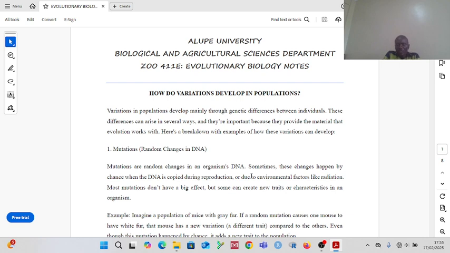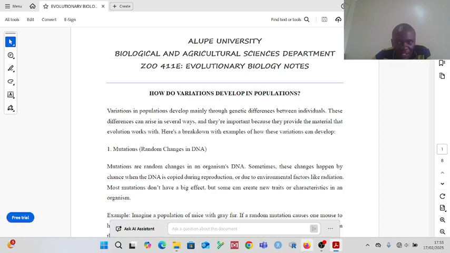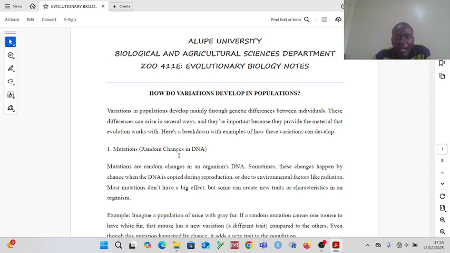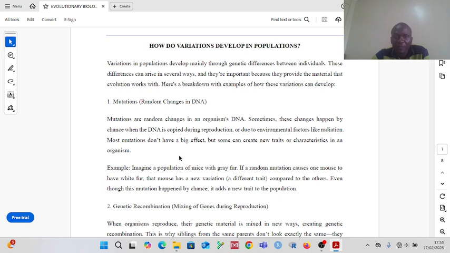We'll continue today with evolutionary biology. Now, we've seen that one of the most important ingredients for evolution to happen is genetic variation. So we want to understand methods through which such variations can happen in populations, because when a population has variations, then it stands a higher chance of evolving.